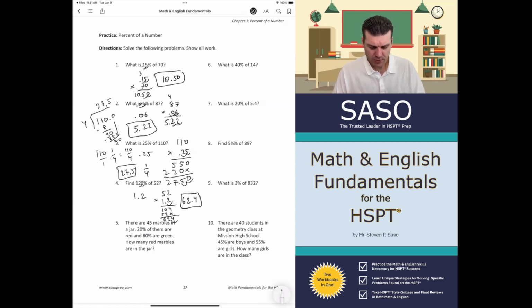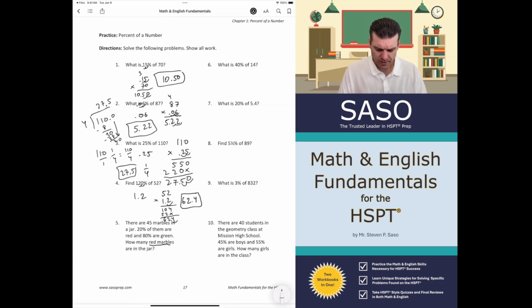So not too bad. Okay, now number 5 is a word problem. So you get many word problems on the mathematics subtest, just like this. So there are 45 marbles in a jar. 20% of them are red and 80% are green. How many red marbles in the jar? So a lot of times they do this. They give you multiple percentages, right, of different colors or whatever it is. But we want the red marbles.